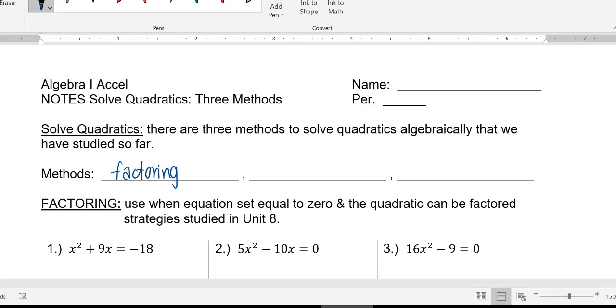And a lot of these methods we talked about in Unit 7, Unit 8, and then quadratic formula in Unit 10.